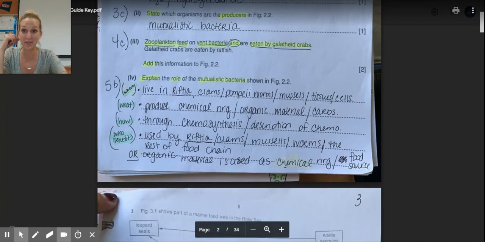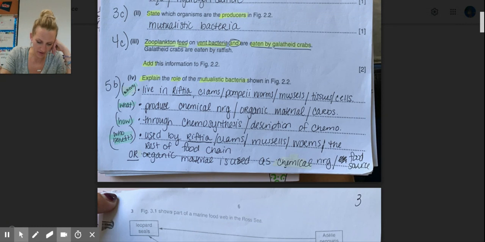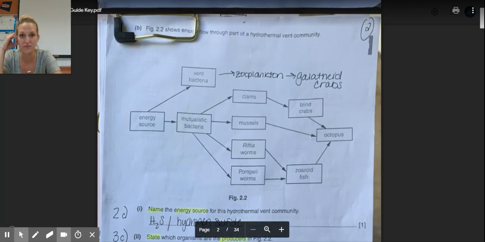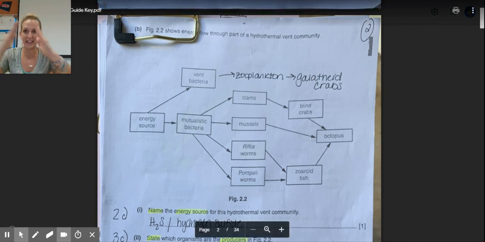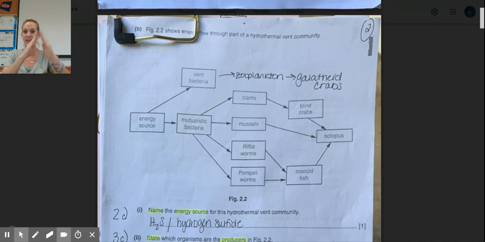Okay, this is a big question. Talking about mutualism. And so it says, explain the role of mutualistic bacteria. So mutualistic bacteria, I'm going to show you. They live inside your tube worms. They could also live inside mussels or live inside of a clam, like inside the shell, living inside of it. We also have vent bacteria that literally lives on the outside of the vent. It's not living inside another organism. It's living on the outside of the hydrothermal vent.